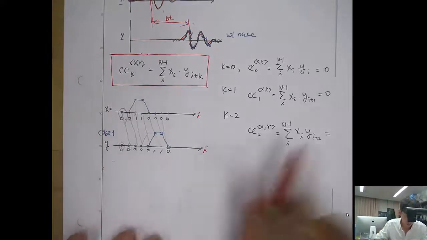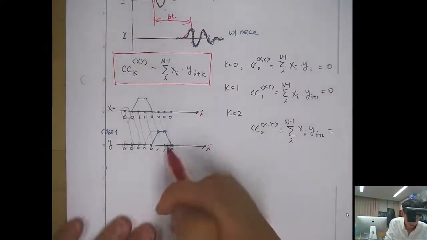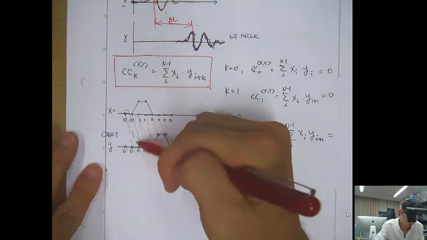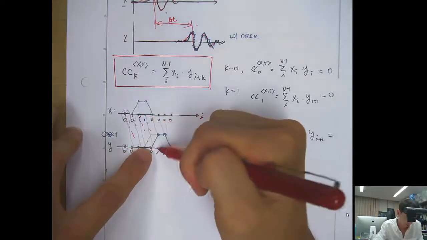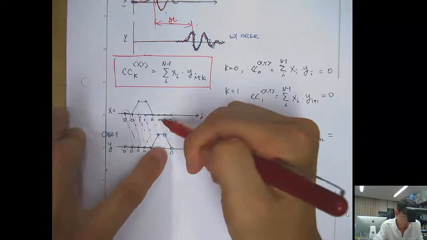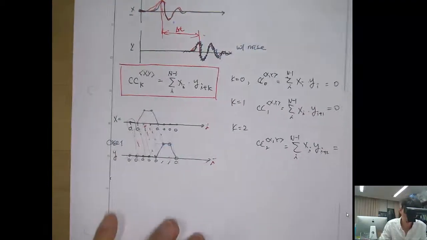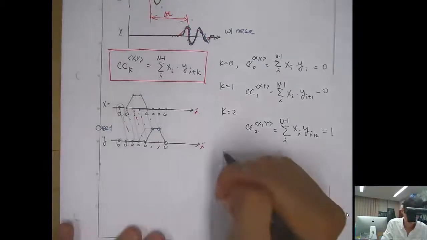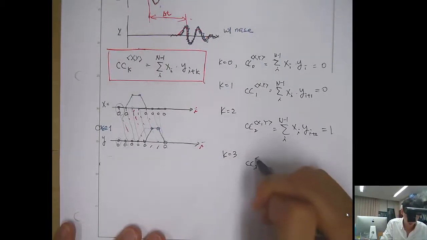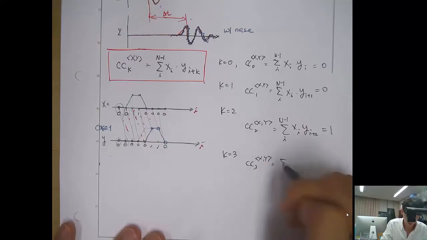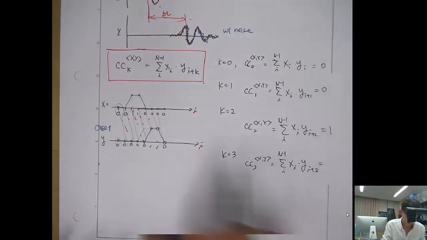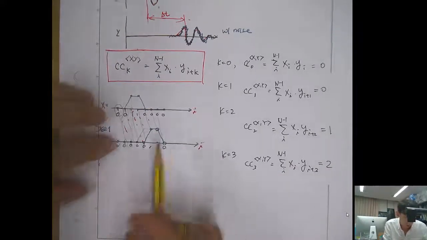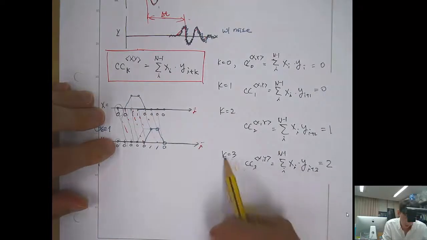So now each bit, you can say it's 0 times 0 here, 0 times 0 here, 1 times 0 here, 1 times 1, and 0 times 1, 0 times 0. So it's going to be 1. Right? And when k is 3, CC3 x, y is the sum from i equals 0 to n minus 1 of x_i times y_(i+3). If you do that, it's going to be 2, because now it's been shifted by 3 times, right?